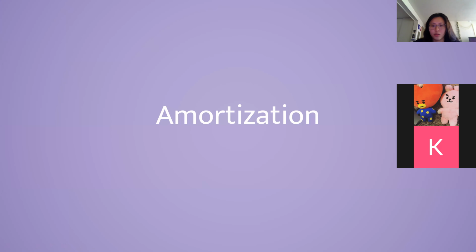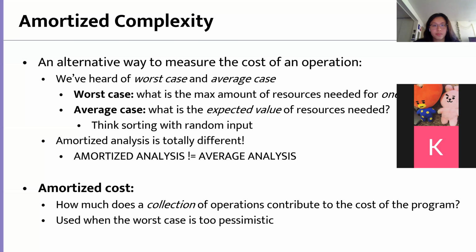Okay, so let's now move on to amortization. Amortization is pretty much just another way to measure the cost of an operation. We've already learned about worst case, which is usually our big O of N stuff. And then we also have this thing called average case. So what is the expected value of resources needed? And this is kind of like, think sorting.